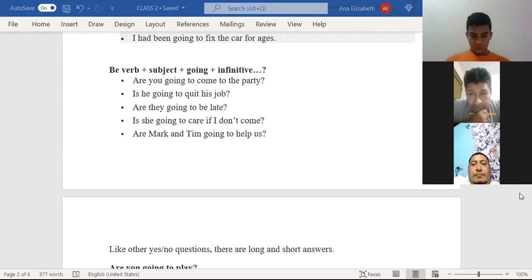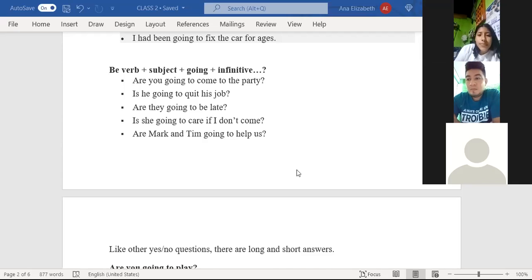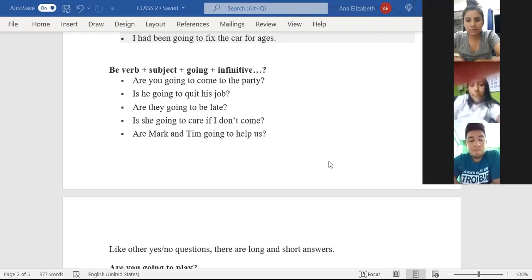Si no estamos participando, por favor, mutiémonos porque si estamos con interferencia, ¿verdad?